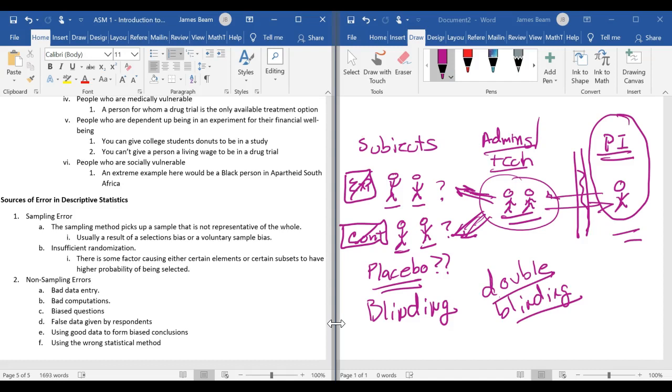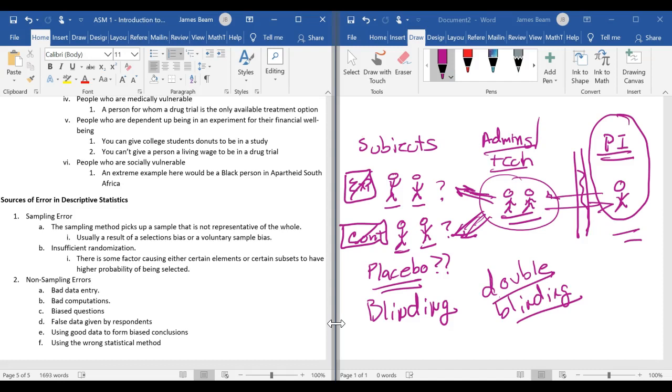Non-sampling errors, and these are things that happen all the time. Techs make mistakes, and data gets entered badly. Computational errors. So, you know, I multiplied when I should have added. Happens. I forgot to take the square root when I was calculating the standard deviation. I used the standard deviation formula for a population when I only had a sample. That kind of thing happens.